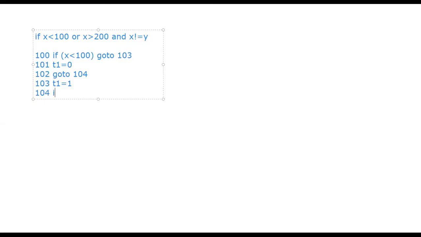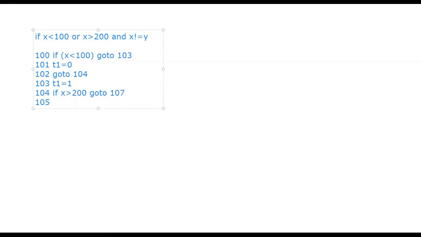And what is written in line number 104? The condition which starts with x greater than 200, and it is anded with some other condition. So if x is greater than 200, then where to go to execute x is not equals to y? I have counted the lines and written the address 107, and obviously this address is obtained with the help of the parse tree.